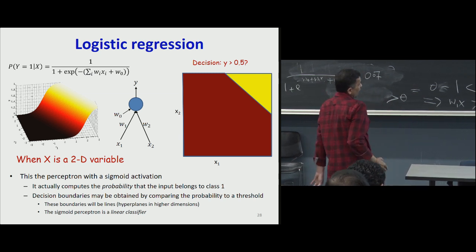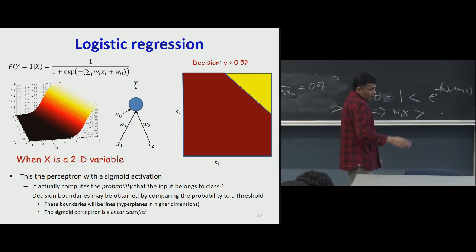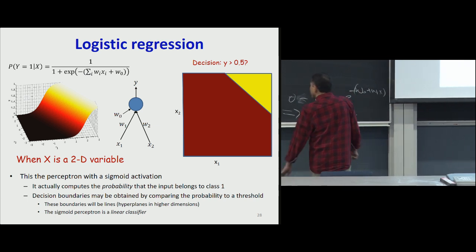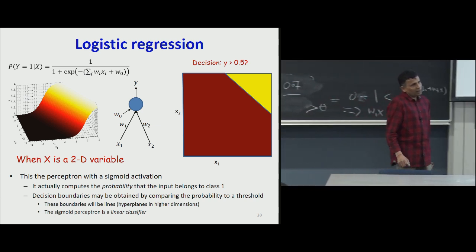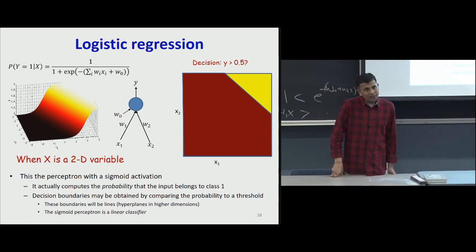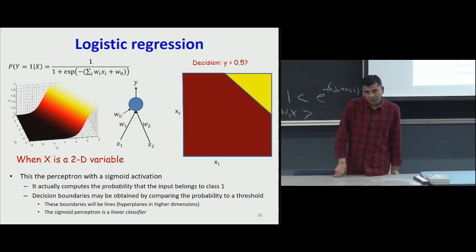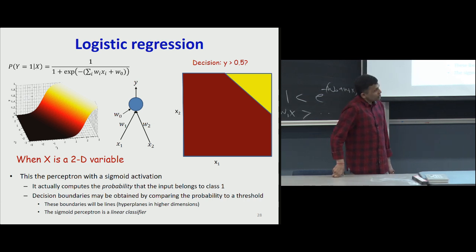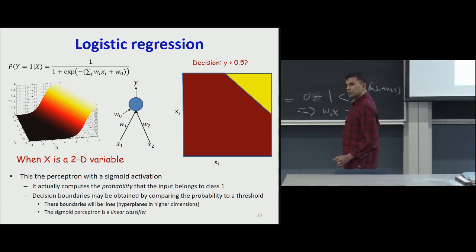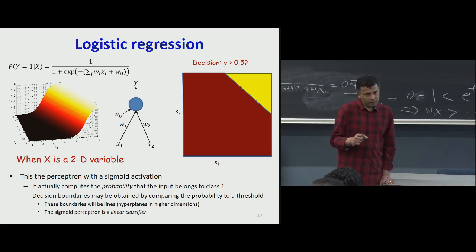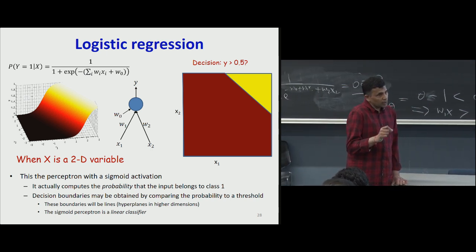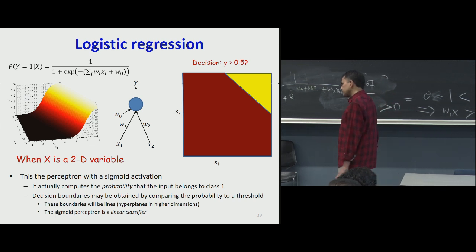And if you decide on any particular threshold and slice it at that threshold, say I'm going to call it class 1 if this value is 0.7, and I'm going to call it class 0 otherwise, then that threshold is going to give you a line. So regardless of the threshold that you use, the decision boundaries are going to look like the figure to the right, which means that this classifier is a linear classifier. Although the function is not linear, the classifier is linear, okay?